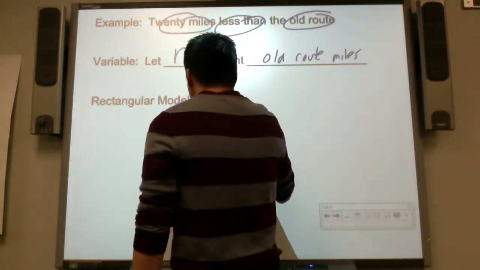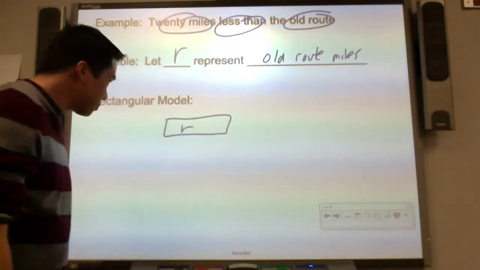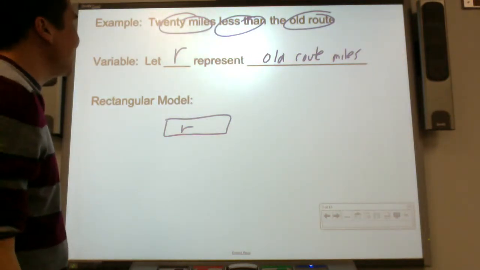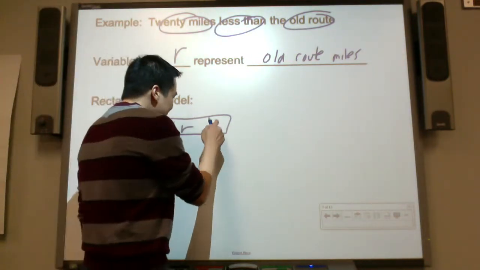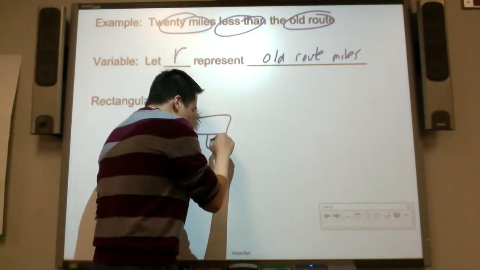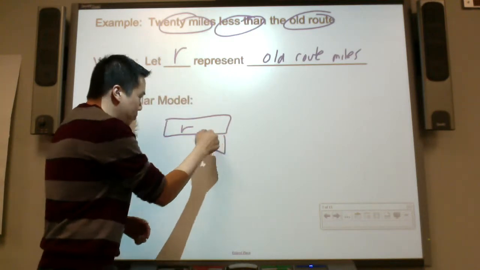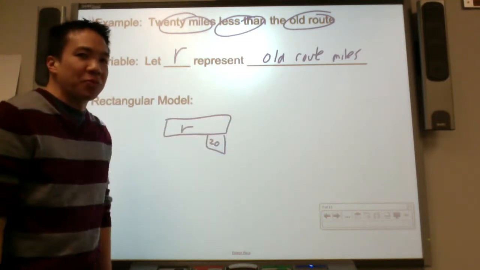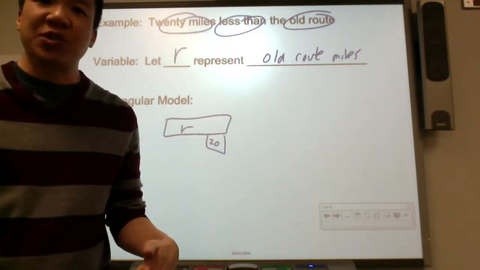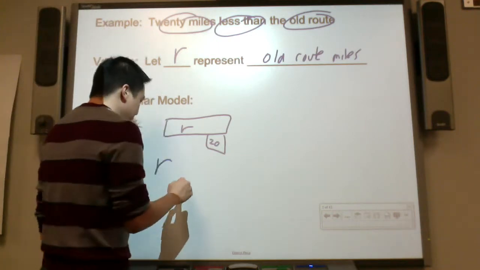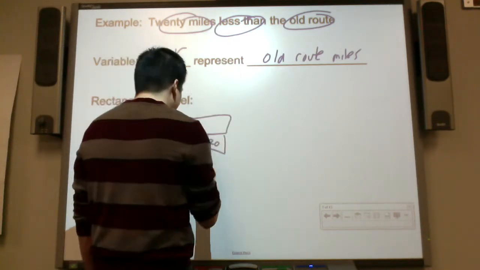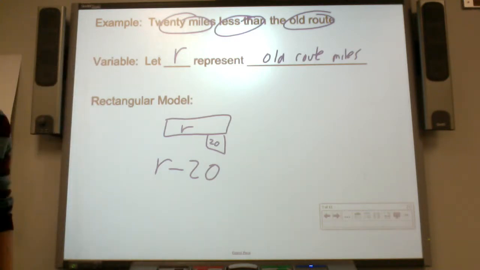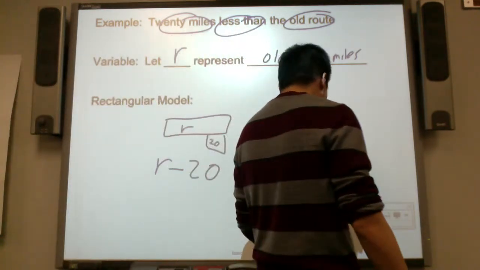So let's draw it. Here's the old route, or old root, depending on how you say it. And it's 20 less than this, so I need to take away 20 from this. How would you represent this as an algebraic expression? Here's the route, it's less than 20. R minus 20. Be very, very careful.